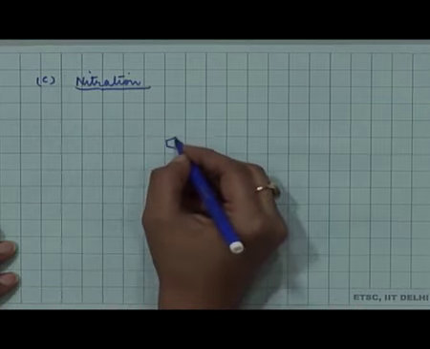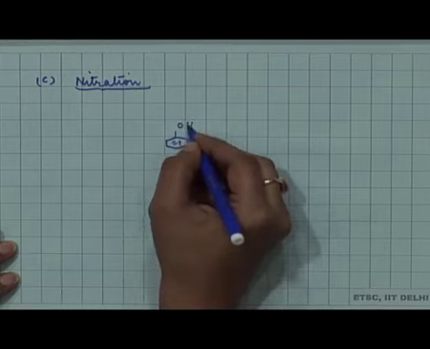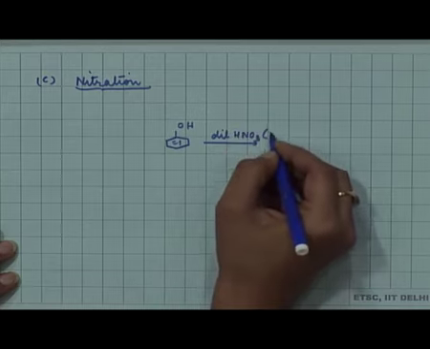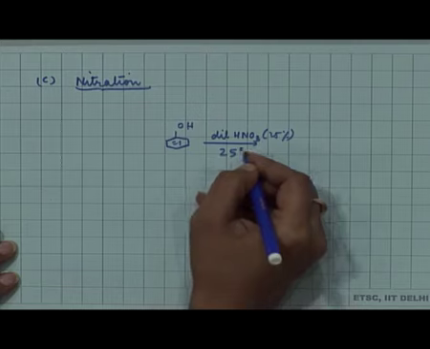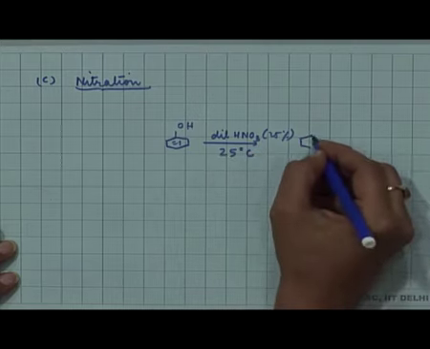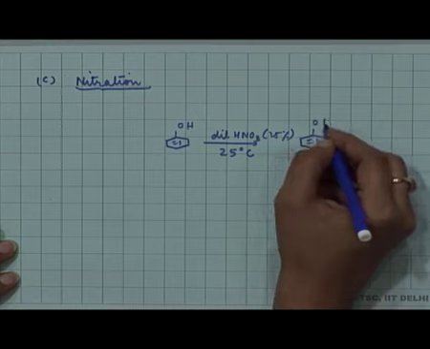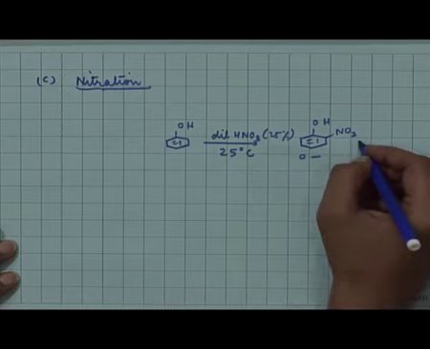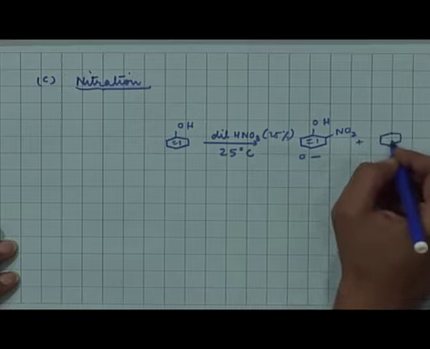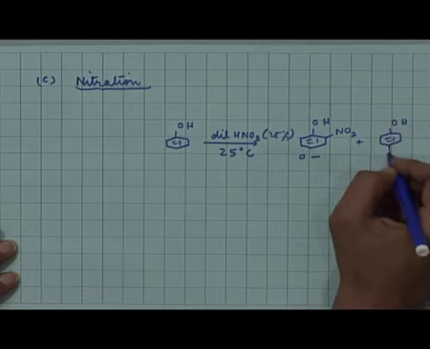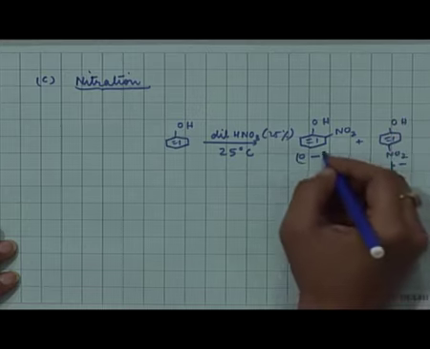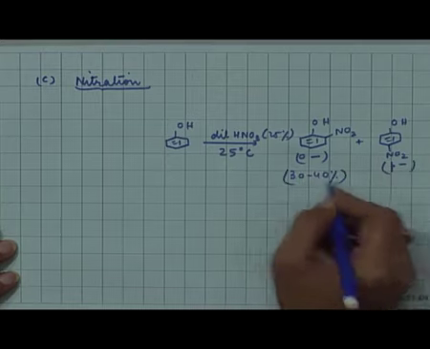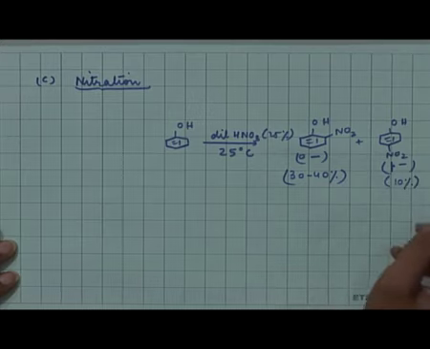You start with phenol, you treat it with dilute nitric acid, 25% nitric acid, temperature is 25 degrees centigrade. You get orthonitrophenol, okay, and you get paranitrophenol. So, you get a mixture of ortho and para isomers, with the ortho being the major and para being minor.